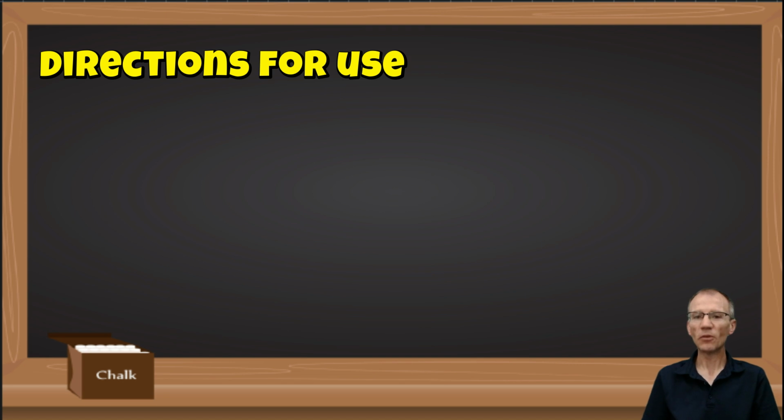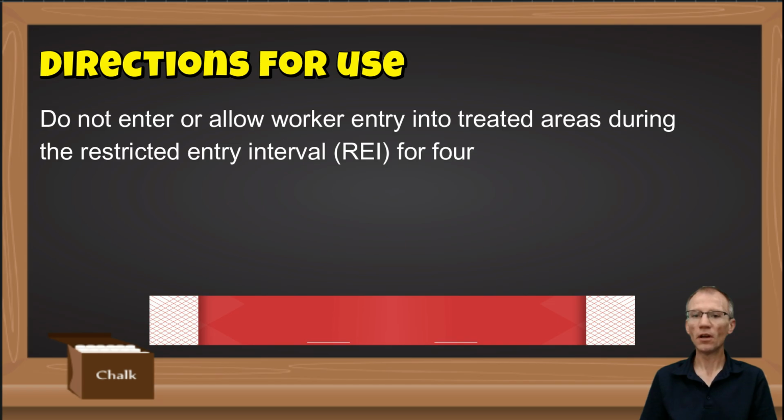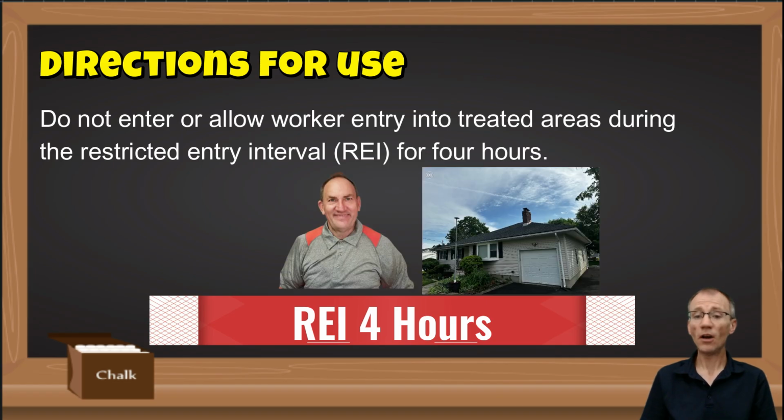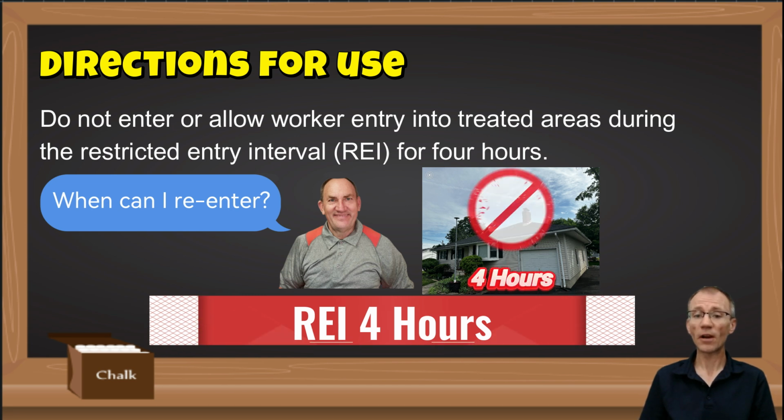The next thing the label tells us in the directions for use is do not enter or allow worker entry into treated areas during the restricted entry interval REI for 4 hours. This lets us know that no workers can go back into that area during this restricted entry interval or REI for 4 hours. Just remember, REI is always going to mean restricted entry interval, and you always want to know what amount of time has to pass before workers can re-enter an area if anything is listed on the label as far as an REI goes.